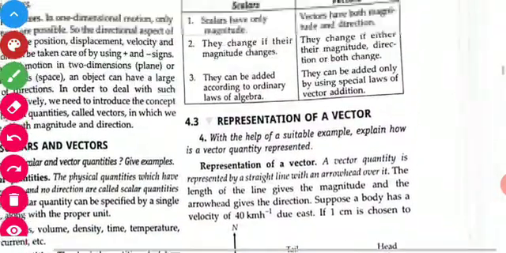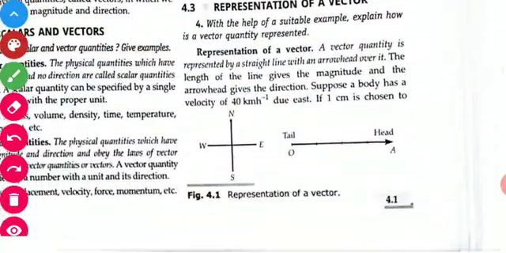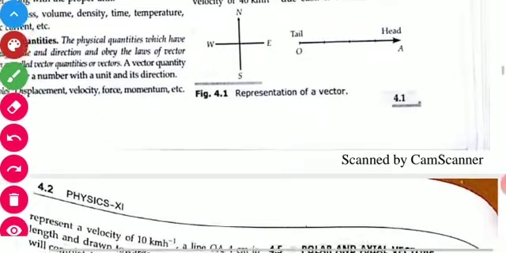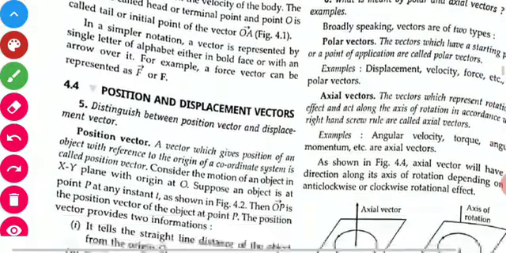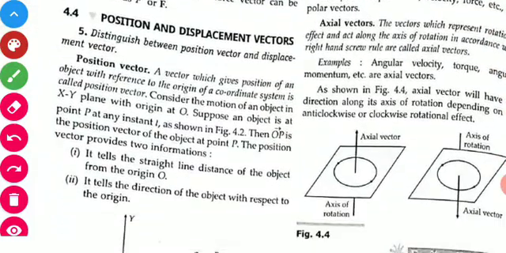Next we have representation of the vector, how we represent it. These are represented by an arrow. The head of the arrow represents the direction of the given quantity. So a vector quantity is represented by a straight line with an arrowhead over it. The length of the line gives us the magnitude. जो इस line की length है, that gives us the magnitude. Okay. So next we have position and displacement vectors.